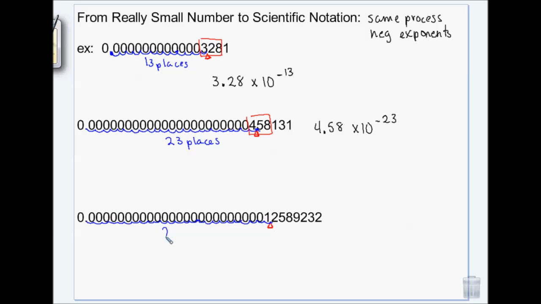Okay, that's 25, I think. Hold on, let me recount that. I counted 25. Okay, 25 places. And in this instance, we are going to round, because if I take these 3 digits, this 8 is going to round that 5. So I'm going to have 1.26 times 10 to the negative 25th.